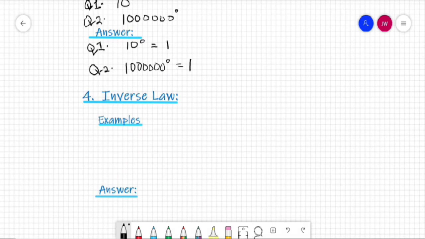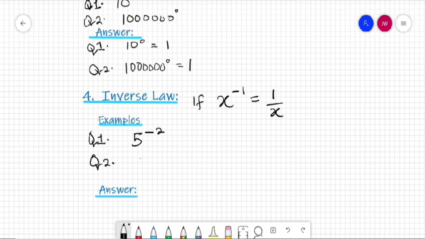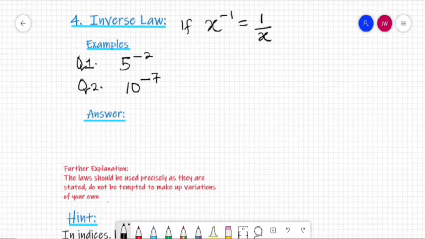The fourth law is the inverse law, and it states that x raised to the power of negative 1 is equal to 1 over x. So let's have some examples here. If we have 5 raised to the power of negative 2, we have 10 raised to the power of negative 7. Let's solve this.